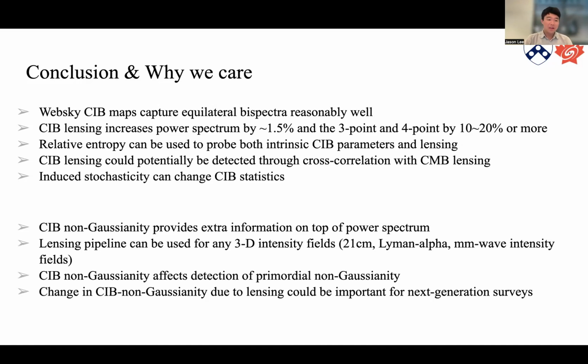So why do we care? As mentioned in the very beginning of this talk, CIB non-Gaussianity provides extra information on top of the power spectrum. Also, our lensing pipeline for the CIB can be used for any 3D intensity fields such as 21 centimeter, Lyman alpha, and other millimeter wave intensity fields. Third, CIB non-Gaussianity has been shown to affect the detection of primordial non-Gaussianity, so it'd be great to have a better understanding of CIB non-Gaussianity. And lastly, the change in CIB non-Gaussianity due to lensing could be important for next generation surveys.